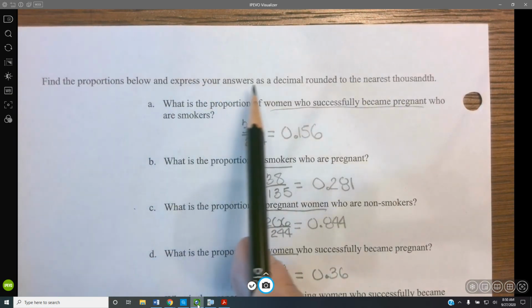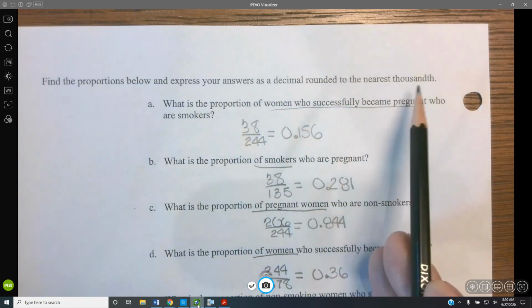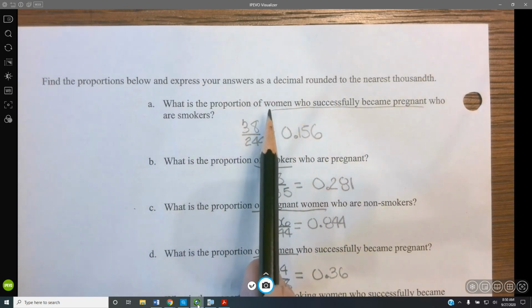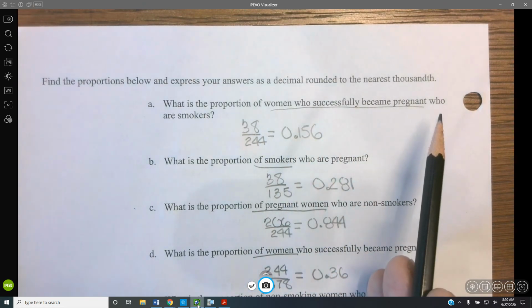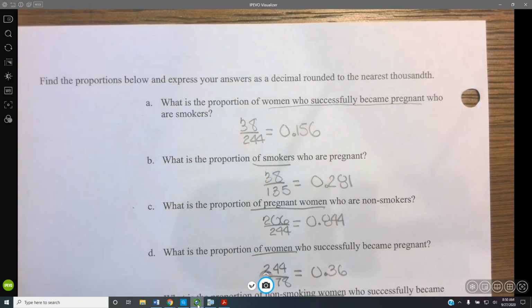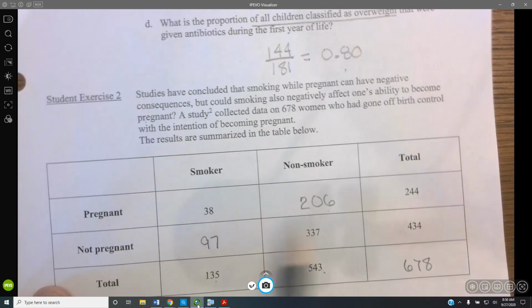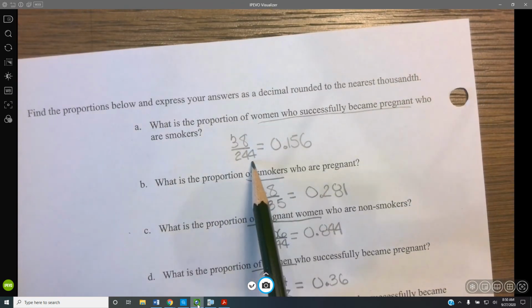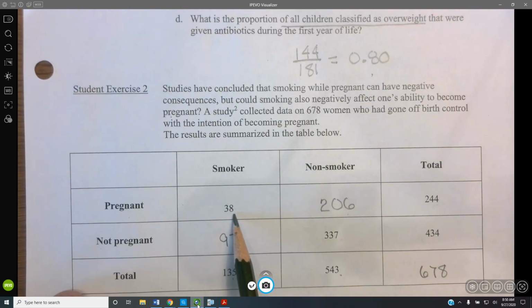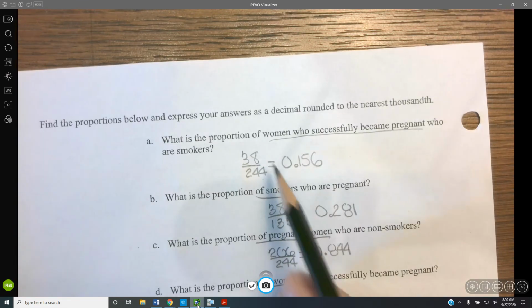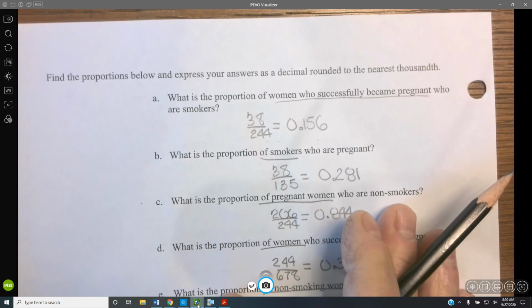So find the proportion, express it to the nearest thousandth, 3 positions on this one. The proportion of women who successfully became pregnant. Okay, so we have to find, of women who successfully became pregnant. So I have to go over here, right here. There's my 244. How many of them are smokers? I just keep flipping back and forth, but I have to. There's 38. So I have 38 out of 244, so 0.516.